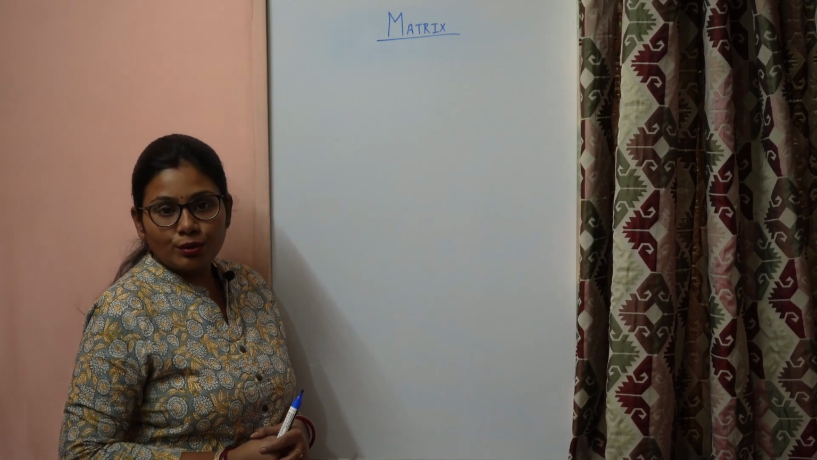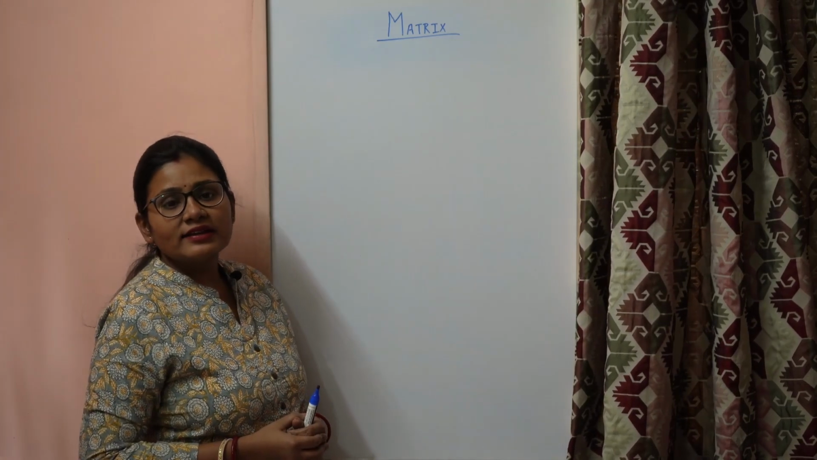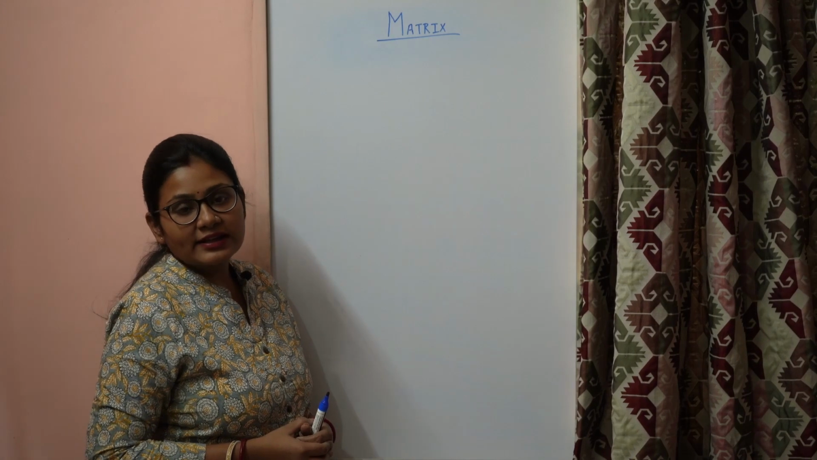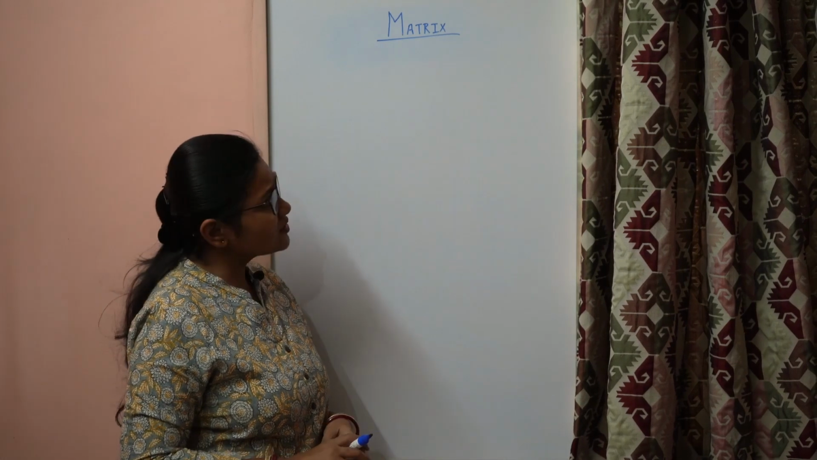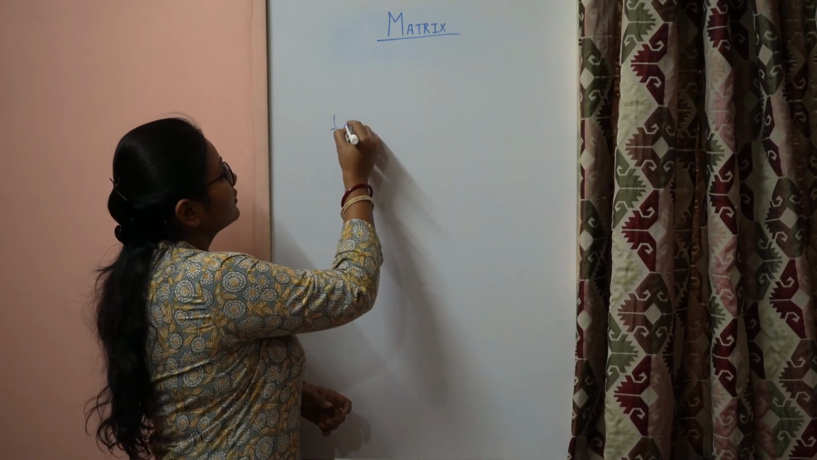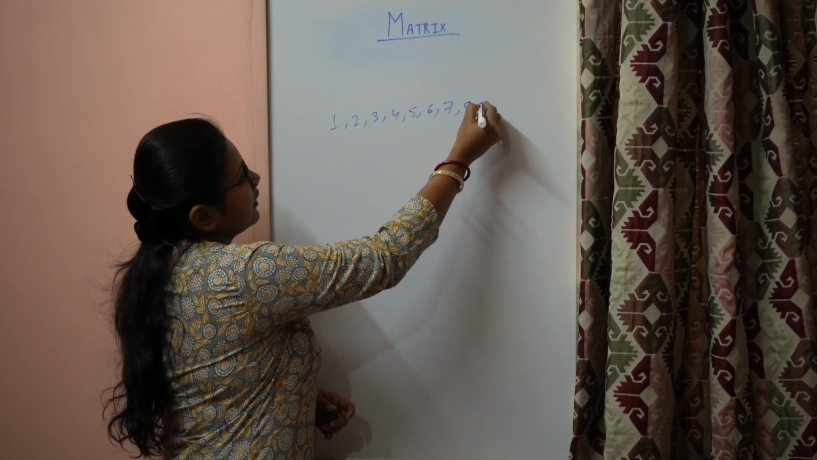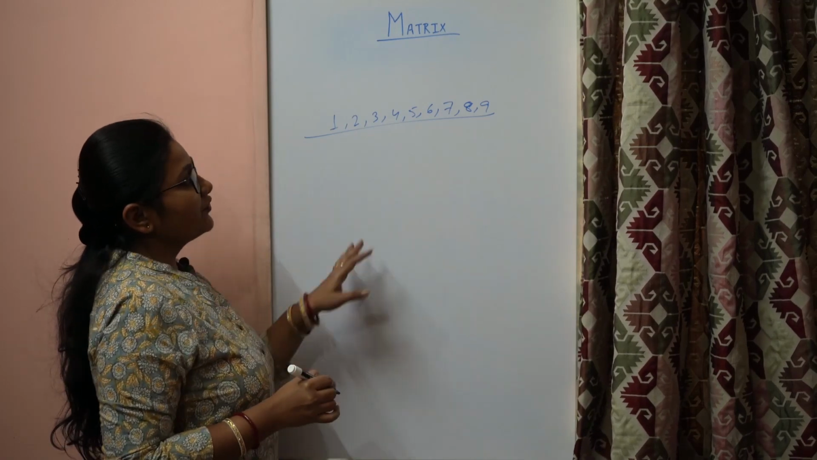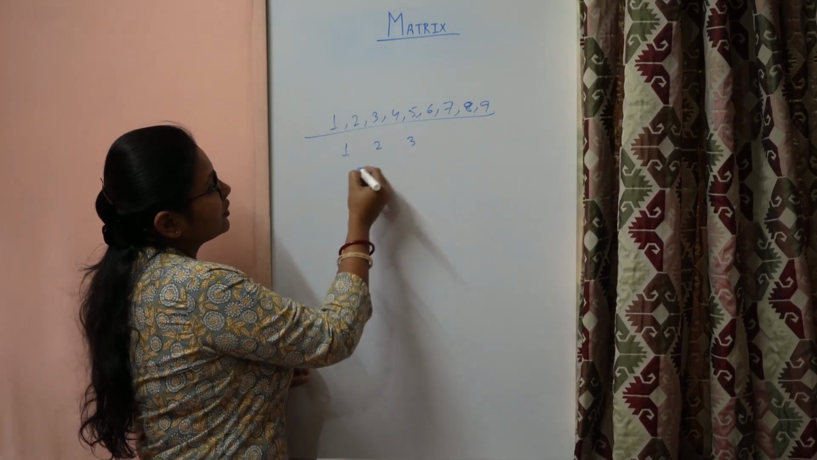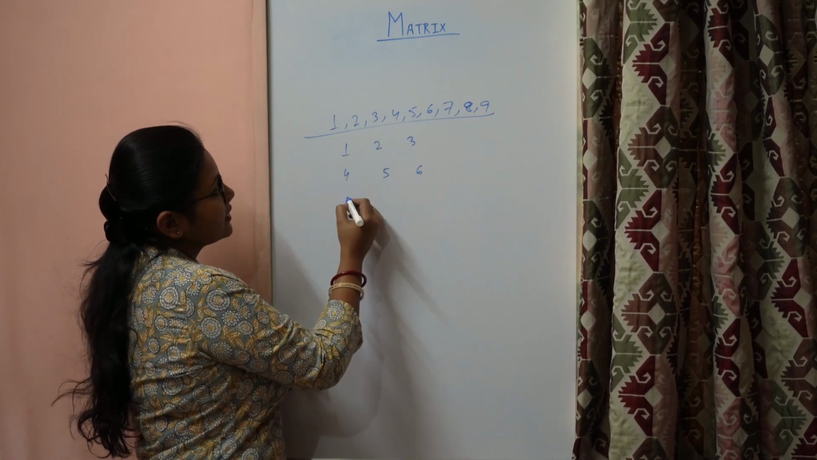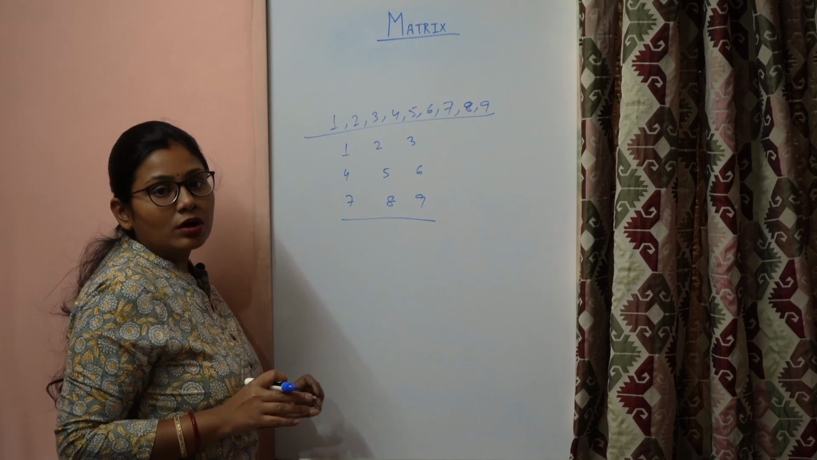Hope you know what is array. In day-to-day life or in other subjects, an array is when the numbers are arranged in form of row and column. Suppose a set of numbers 1 to 9 are arranged in form of row and column: 1, 2, 3, 4, 5, 6, 7, 8, 9. This arrangement is called an array.